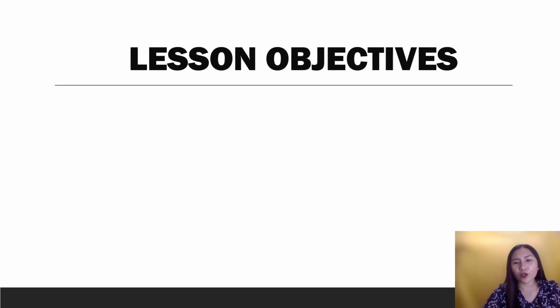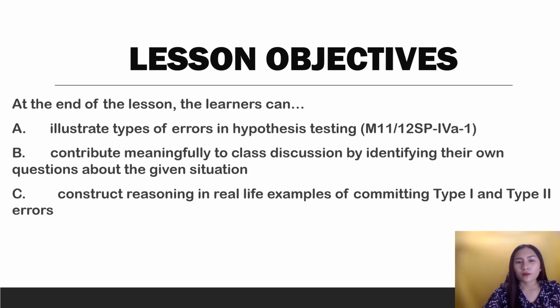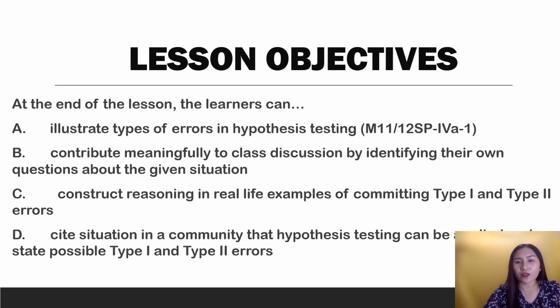So for this afternoon, the lesson objectives that we have are the following. Illustrate types of errors in hypothesis testing. Contribute meaningfully to class discussion by identifying their own questions about the given situation. Construct reasoning in real-life examples of committing type 1 and type 2 errors. And cite situation in a community that hypothesis testing is possible for type 1 and type 2 errors. Okay, are you now ready?